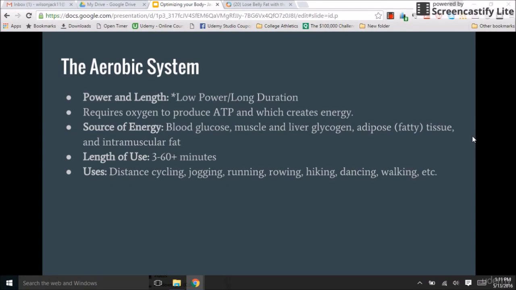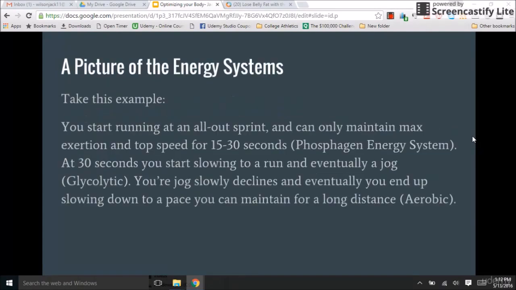In a way, the aerobic system is the most complex energy system because of the sources of energy that it draws from. It draws from a lot of different sources as opposed to the other two. The length of use for your aerobic system is pretty much anything above and beyond your glycolytic system, so from 2 to 60 minutes plus and longer than that. So you're talking about playing a basketball game, a hockey game, soccer, running a marathon, long distance cycling, jogging, rowing, hiking, dancing, walking, climbing, some of your most common physical activities.